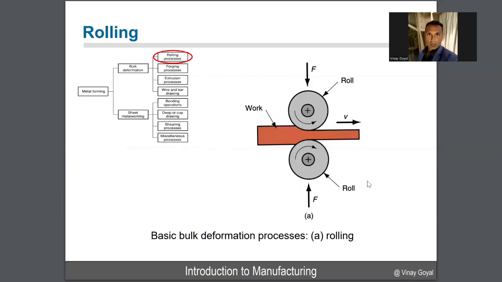Rolling is what we're going to talk about now. When you look here, the basic bulk deformation process, rolling. So here I'm applying a force to this workpiece. This is a workpiece I'm trying to form. And as I feed it into these rollers, and you can see the rotation depicted by these arrows and some velocity, you'll start to see that by rolling this material, we're changing the thickness, which is the desired property here.